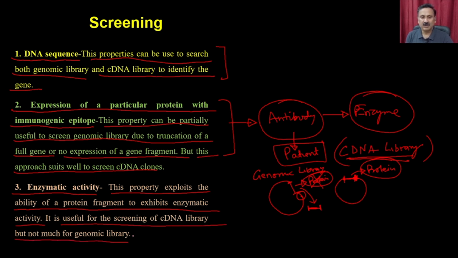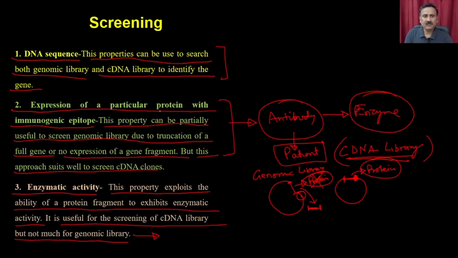cDNA libraries, but it is not useful for the genomic library for the simple reason that the genomic library may or may not be complete, right. So if the gene fragments are not complete, they may give you truncated proteins, and those truncated proteins may or may not give you the activity. So let's start the first method. The first method is where you use a DNA sequence or DNA probe for screening the clones, and that can be used for both the genomic library as well as the cDNA library.